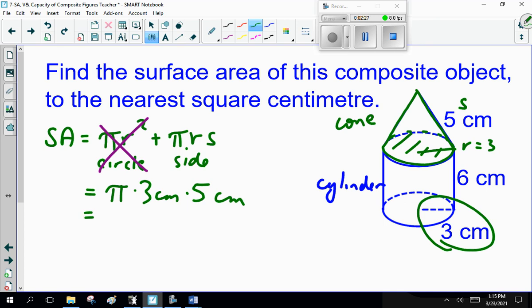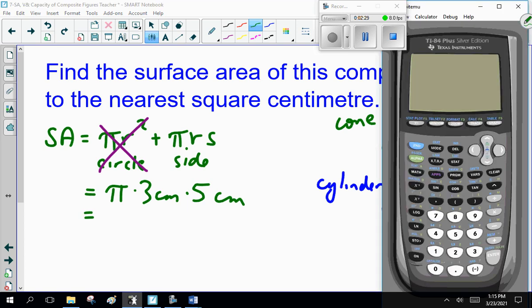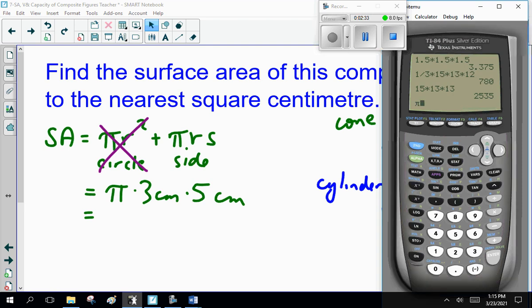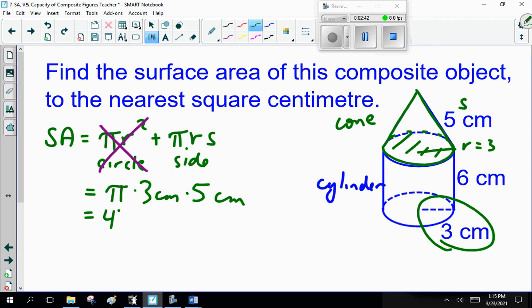Okay. Now, here you have to be able to grab the calculator. Pi times 3 times 5 is 47.1. Squared. Centimeters times centimeters, that's squared. Right? Now, note the circle or the base is on the inside, you don't count it.